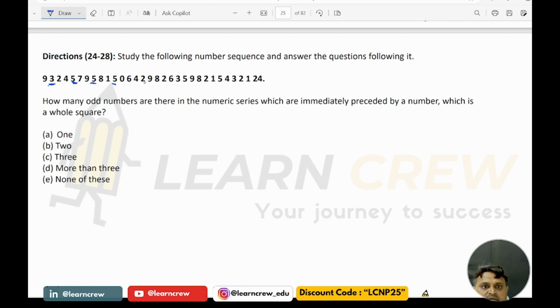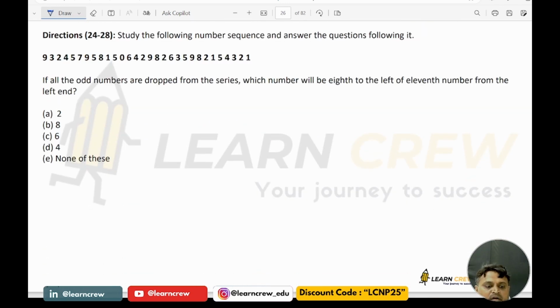So then we require only odd numbers. Odd numbers preceded by a whole square. So how many are there? 1, 2, 3, 4, 5, 6. So the answer is more than 3, na? More than 3 is the answer.